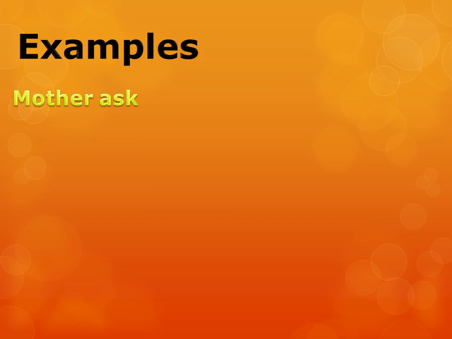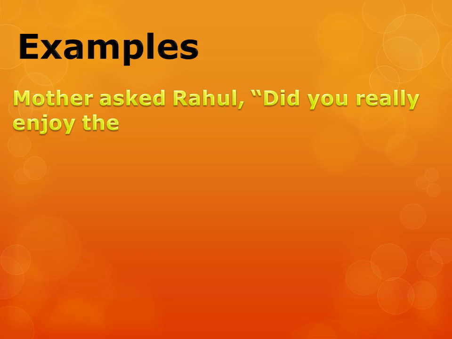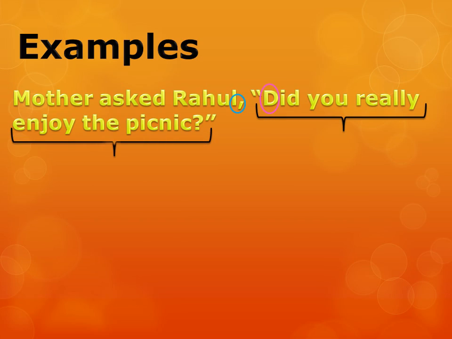Let's take one more example. Mother asked Rahul, "Did you really enjoy the picnic?" Now in this sentence we can clearly see that a comma has been used to separate the speech from the rest of the sentence. Then the first letter of the speech is in capital form. Inverted commas are used to enclose the exact words of the speaker. So it is direct speech.